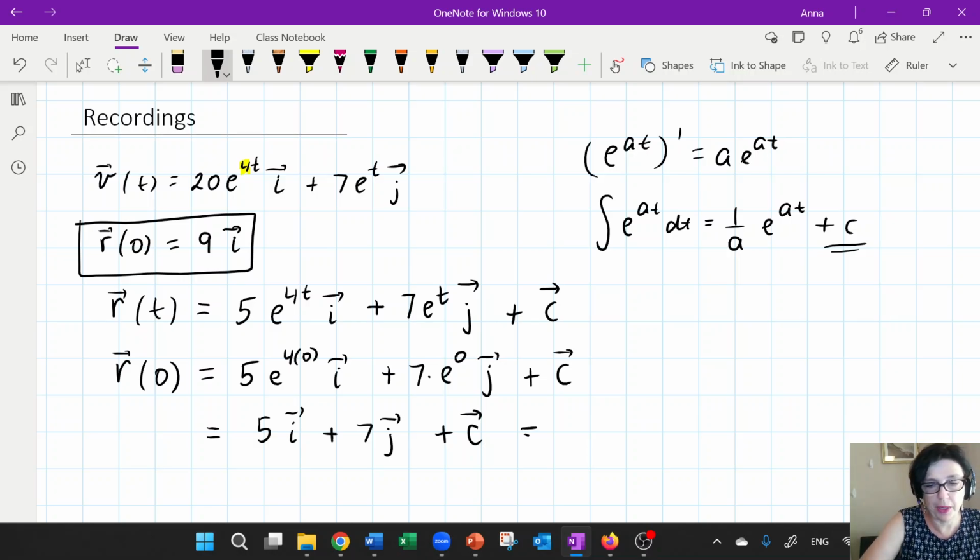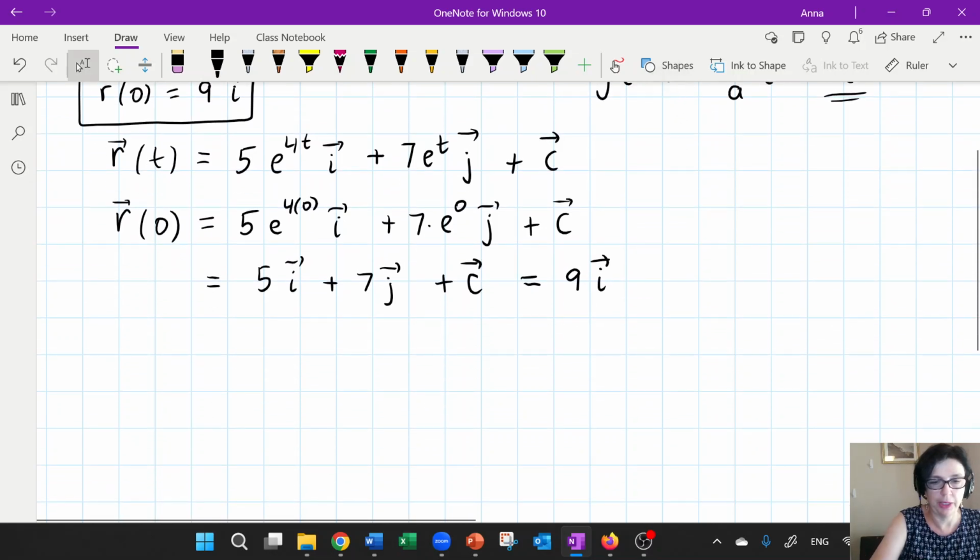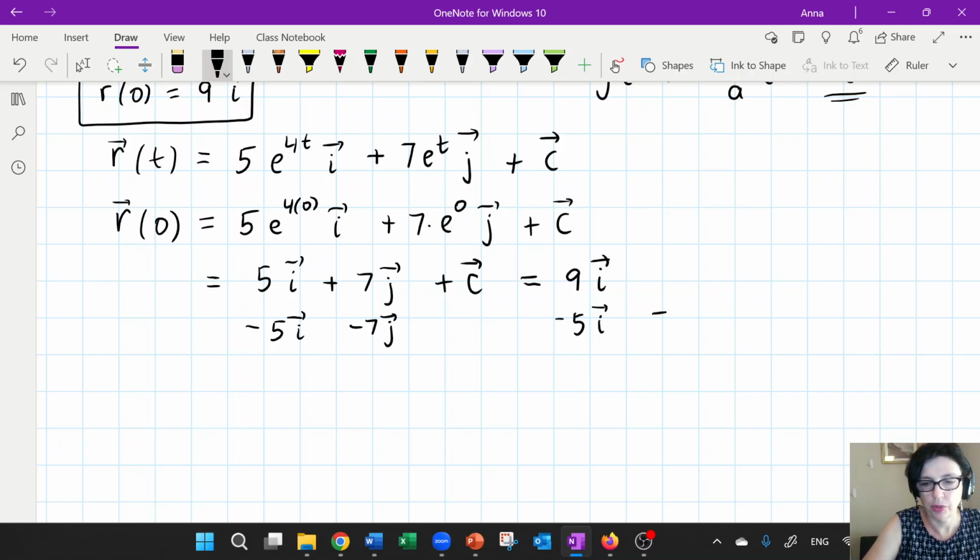Now, this has to be equal, because of the initial condition, to 9i. Now we need to solve this for c. How do we do that? Well, we're going to subtract 5i from both sides, and we're also going to subtract 7j from both sides. So this is going to be minus 7j. Then c will become 9i minus 5i, that's 4i, and then minus 7j is what c is.